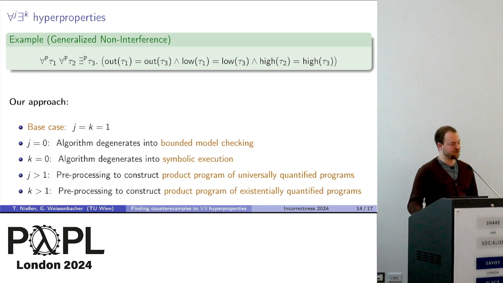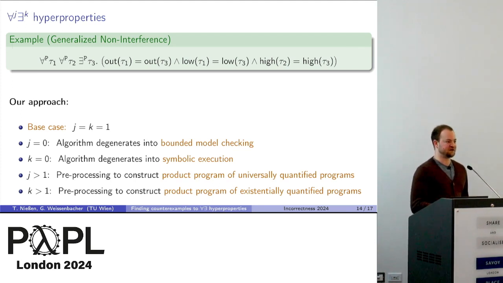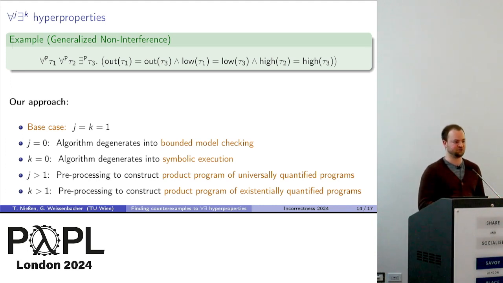So for that, of course, we have our base case where we have 1 quantifier. If you remove the universal quantifiers, then it just degenerates into bounded model checking. Then the symbolic execution engine will just produce a single path and nothing else. If you remove all the existential quantifiers, it degenerates into symbolic execution. The bounded model checking becomes trivial.